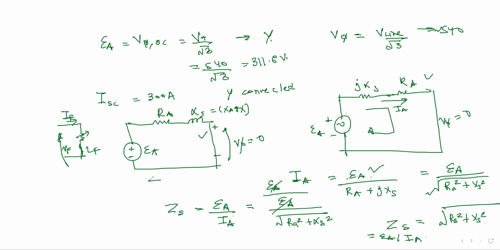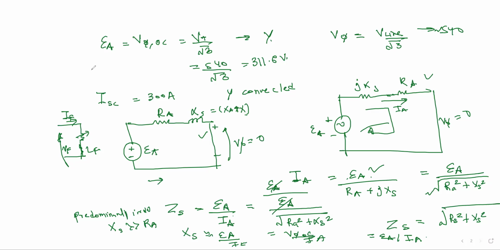Now note this: the self-inductance of the coil is predominantly inductive, so your Xs value would be significantly greater than Ra. If you want to get Xs, you can simply say it is Ea by Ia, which is equal to the V phase open circuit by Ia. Now do the same thing with the question.